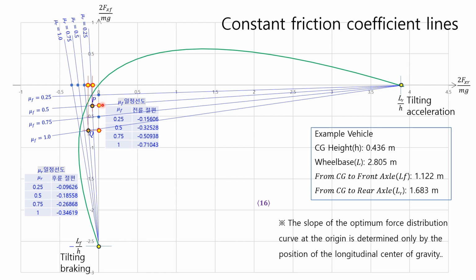To help you understand, let me explain one more point. Point Q represents the point where the coefficient of friction of the front axle is 1 and that of the rear axle is 0.5. The point where the horizontal line through point Q intersects the vertical axis represents the front wheel braking force, and the point where the vertical line through point Q intersects the horizontal axis represents the rear wheel braking force. The total non-dimensional braking force is the sum of these two.